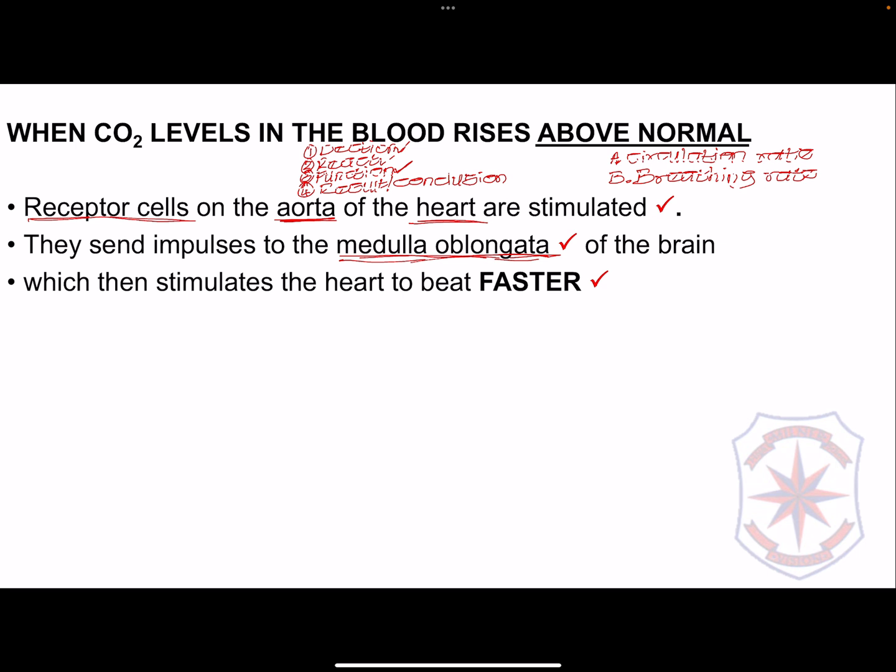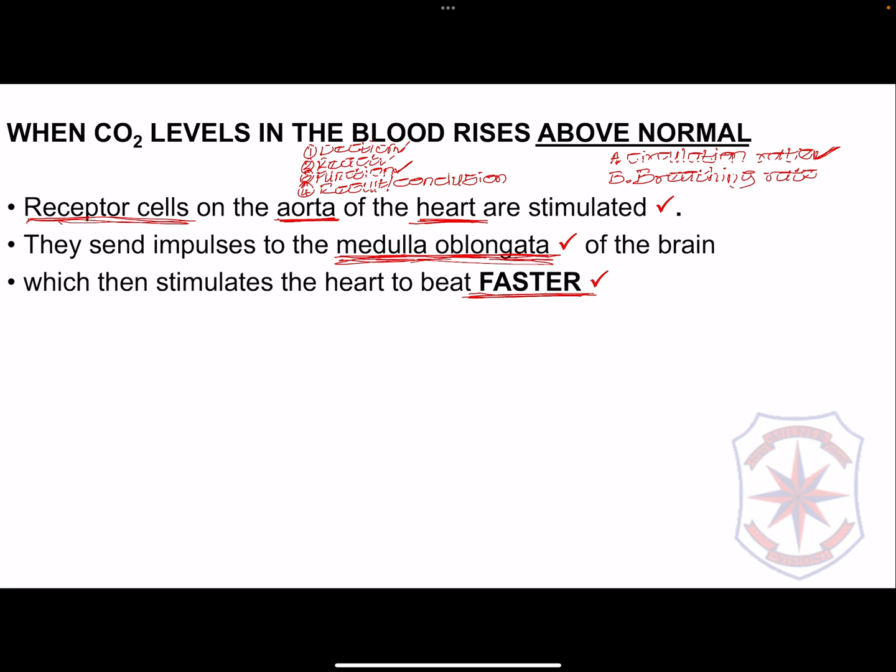That when there's an increase above normal of CO2 levels, receptor cells of the aorta of the heart do the detection, and then they react by sending an impulse to the medulla oblongata. Okay, and then what is the function of the medulla oblongata in this case? It will cause the heart to beat faster. Okay, so that is circulation rate.